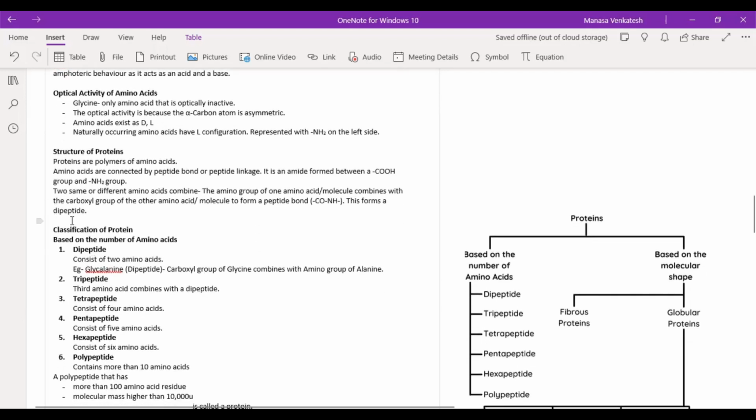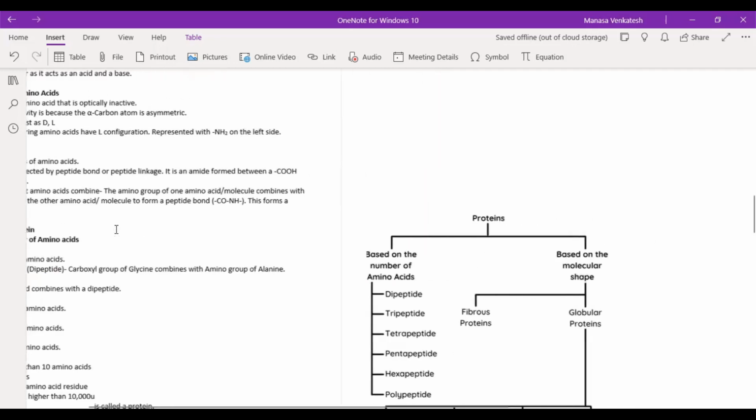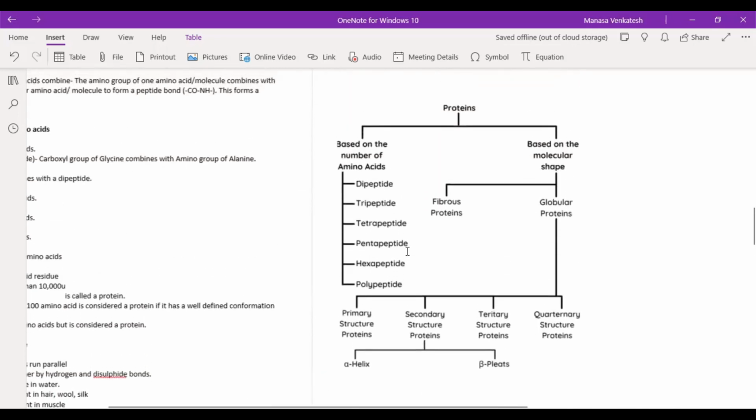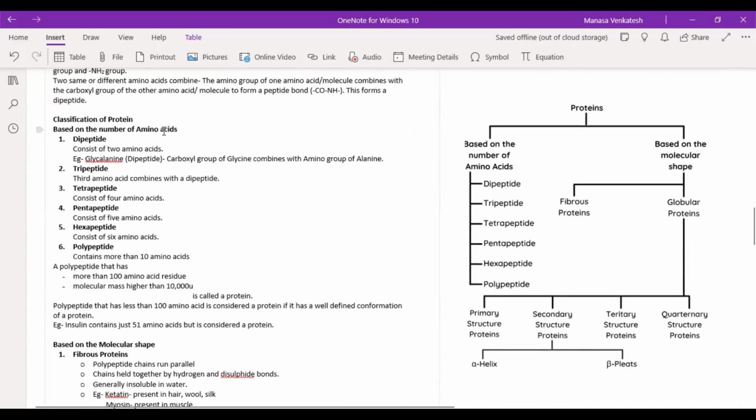So proteins are classified based on the number of amino acids. This is the basic idea of the classification of proteins. Based on the number of amino acids, you have dipeptide, tri, tetra, penta, hexa, poly. And based on the molecular shape, you have fibrous proteins and globular. Globular is further classified as primary, secondary, tertiary, quaternary. Secondary is also classified as alpha helix and beta pleats. Based on the number, di will have 2, tri 3, tetra 4, penta 5, and hexa 6, and poly more than 10.